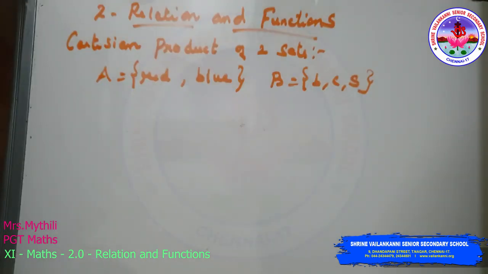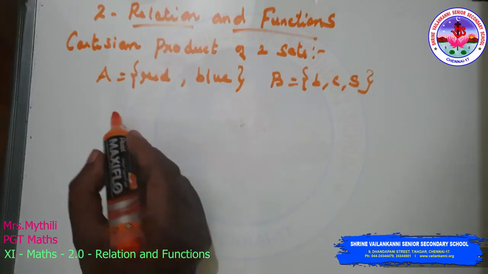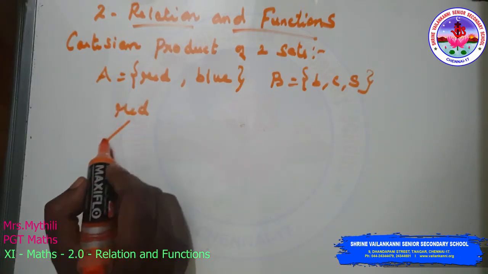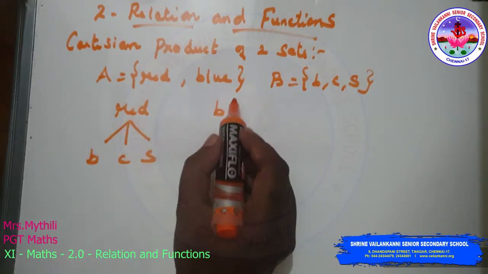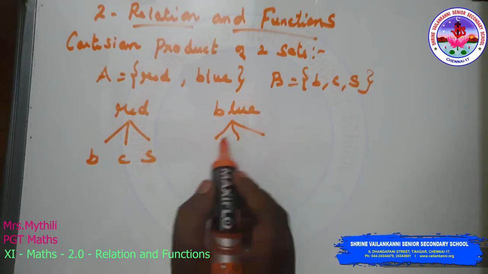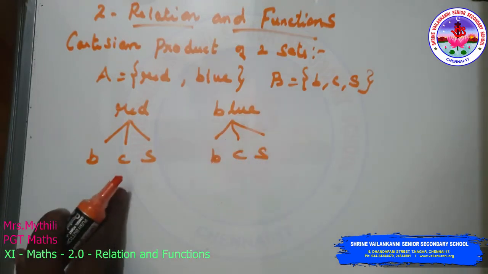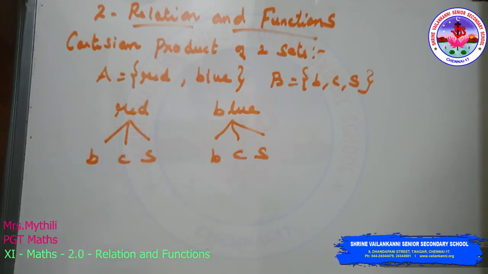Cartesian product of sets. Suppose A is a set of two colors and B is a set of three objects, where B, C and S represent a particular bag, coat and shirt respectively. How many pairs of colored objects can be made from these two sets? That is, if we choose red, we get B, C, S. And if we choose blue color, we get B, C, S. So 3 red colored and 3 blue colored objects.